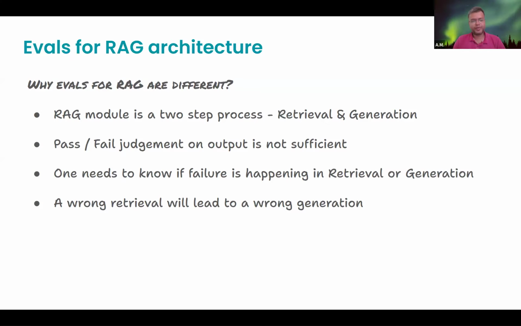Now, RAG module, right? The full form of RAG is retrieval augmented generation. It's a two-step process, which basically consists of retrieval and generation. Now, what typically happens is that LLMs are trained on the world's knowledge, right? But they are not trained upon the knowledge which is very internal to your ecosystem.